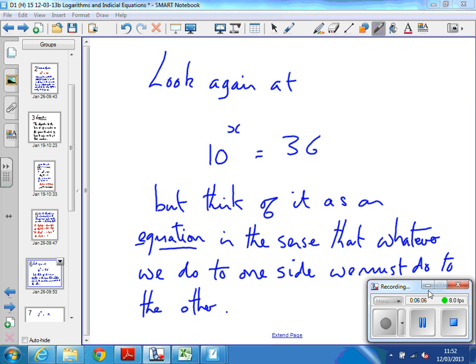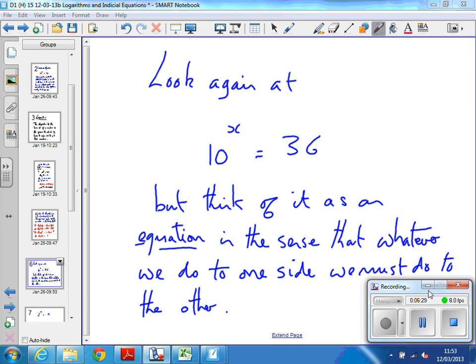So let's look at this again. This 10 to the x equals 36 that we thought of earlier. We think of it as an equation in the sense that whatever we do to one side, we must do to the other side. So we actually effectively took the logarithm of both sides, which meant that the log of 10 to the x turned out to be the log of 36.